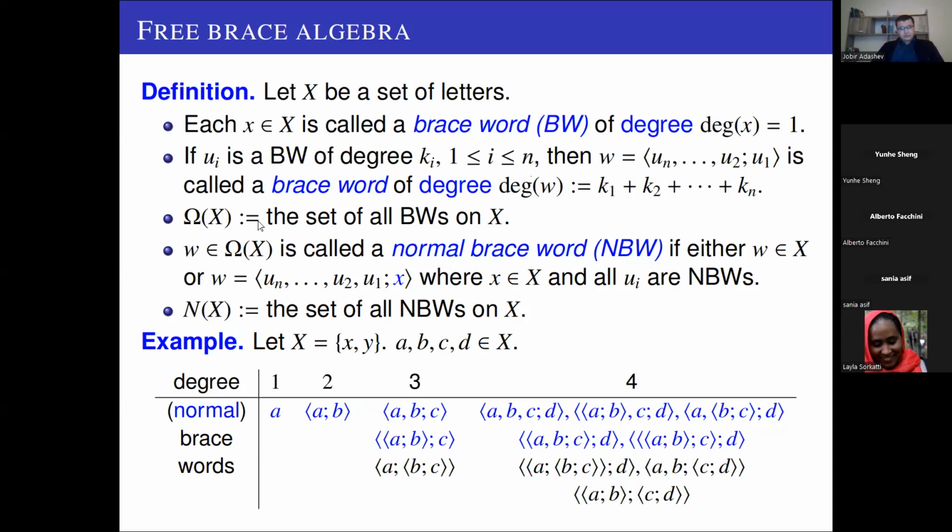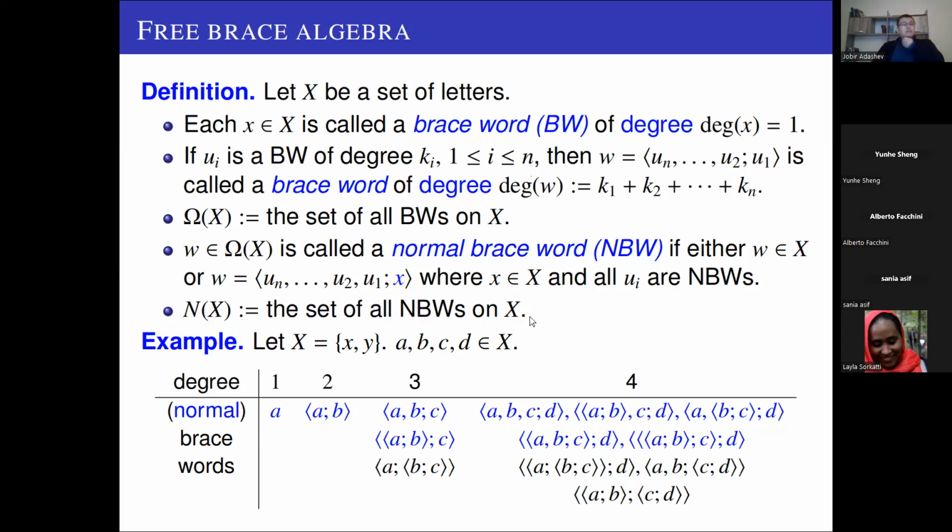Let Omega(X) be the set of all brace words on X. A brace word is called a normal brace word if either this word is a letter, or this word is this kind of bracket with a special place holding a letter from X. And we use N(X) to denote the set of all normal brace words on X.